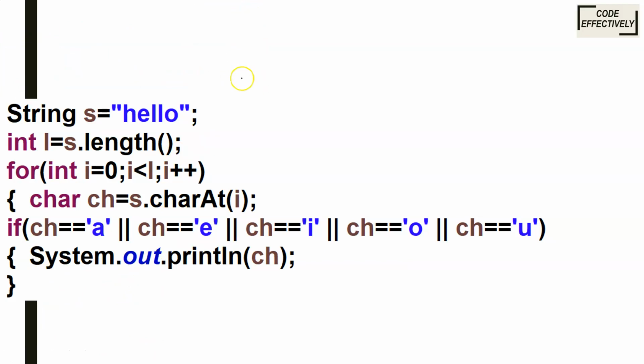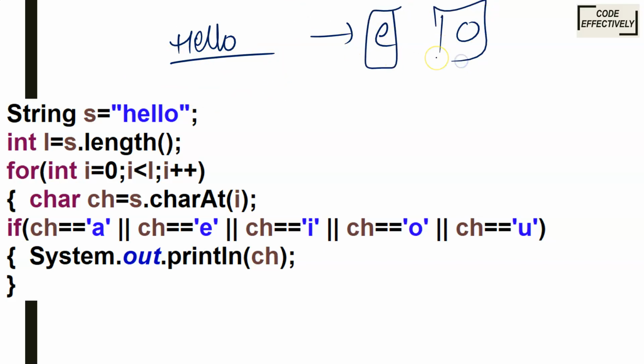Okay, so now let's start with the basics. What we want is, for example, I have put the input string as hello, so we will get e and o displayed because these are the vowels. So I have to make a source code in such a way that only the vowels get displayed. So let's start with the dry run of the program.